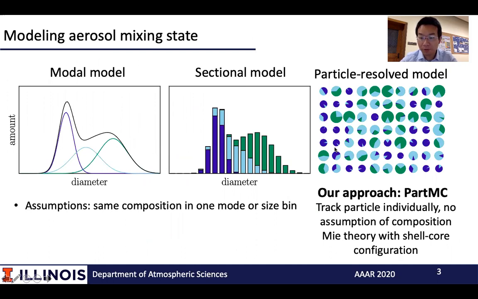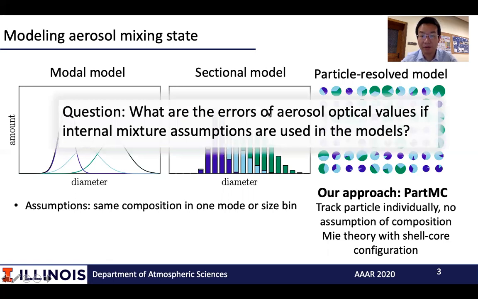In current research, we use a particle-resolved model, PartMC-MOSAIC, which can trace particles individually and has no assumption about composition. As for the particle shape, we do not want to go to a detailed representation, so we use Mie theory with a shell-core configuration. The question we want to focus on is: what are the errors of aerosol optical values if internal mixture assumptions are used in the models?